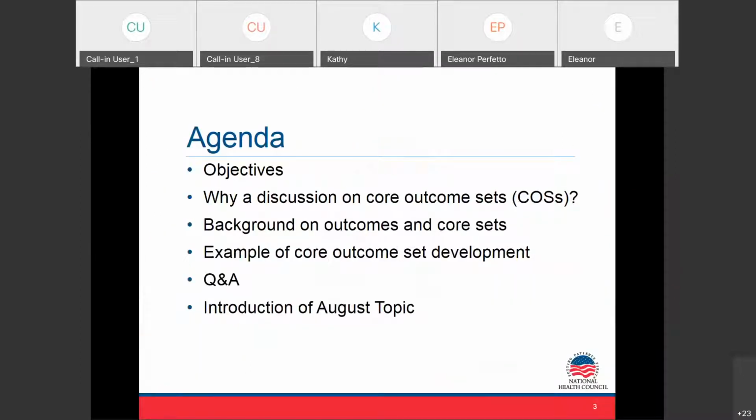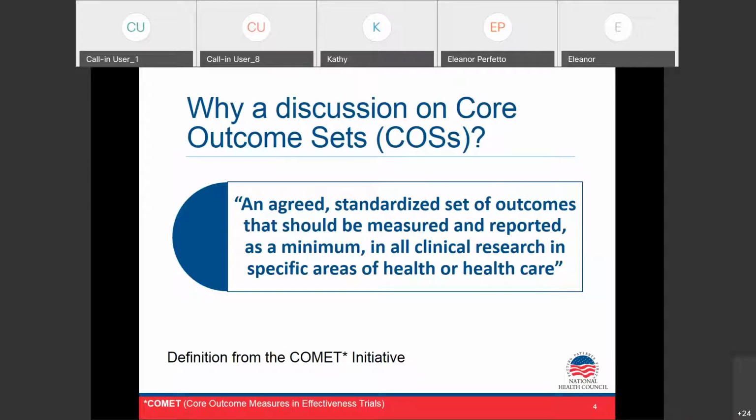Our agenda today, we're going to review our objectives. We're going to have a discussion on why we are talking about core outcome sets today. And then Donna will present on a background on core sets and give us some examples. We'll have a Q&A session, and then we'll introduce August topics. So I don't want to steal Donna's thunder, but before I go through a quick overview of why we're talking about core outcome sets, I have to give you the definition. And she will certainly go into much more detail about this than I'm going to.